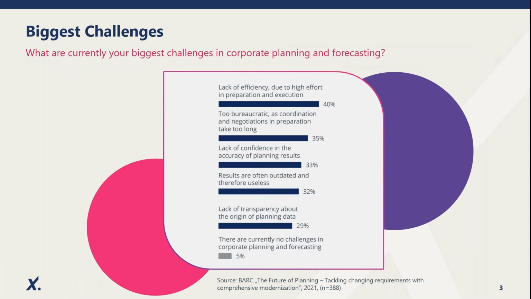Excellent. And as Taylor said, to set the stage for this webinar and demo, let's take a look at some results from a recent BARC survey around the future of planning. If you're not familiar with BARC, they are a leading analyst firm for business software. They run surveys with thousands of your peers in finance worldwide. This survey proves the trend, and our experience at Jedox, that planning is becoming an ever greater challenge. For example, 40% say lack of efficiency due to high effort in preparation and execution, lack of confidence in the accuracy of planning results at 33%, and results are often outdated and therefore useless at 32%.